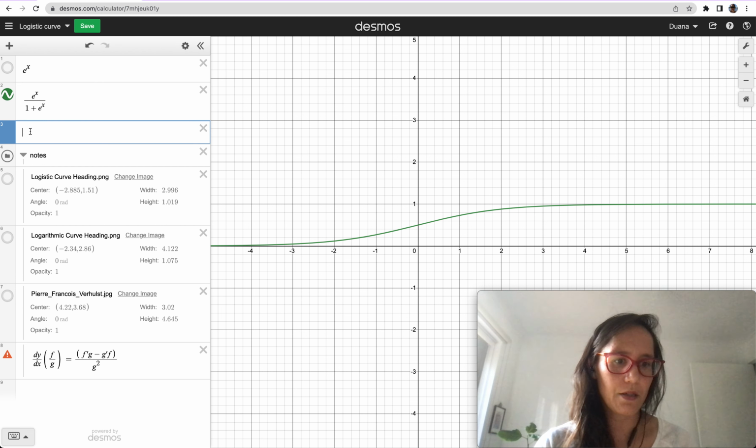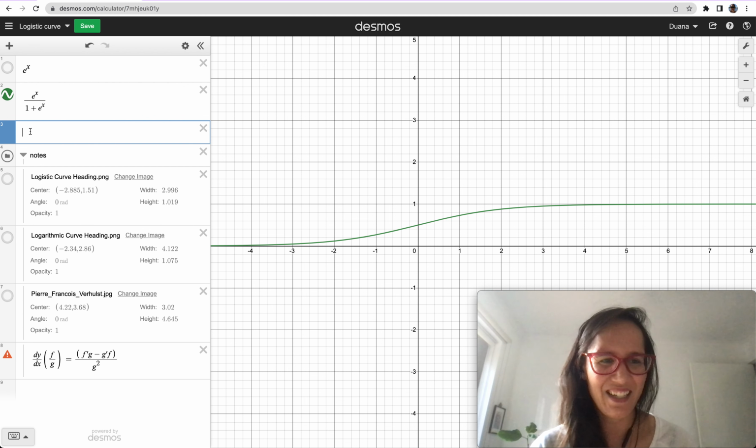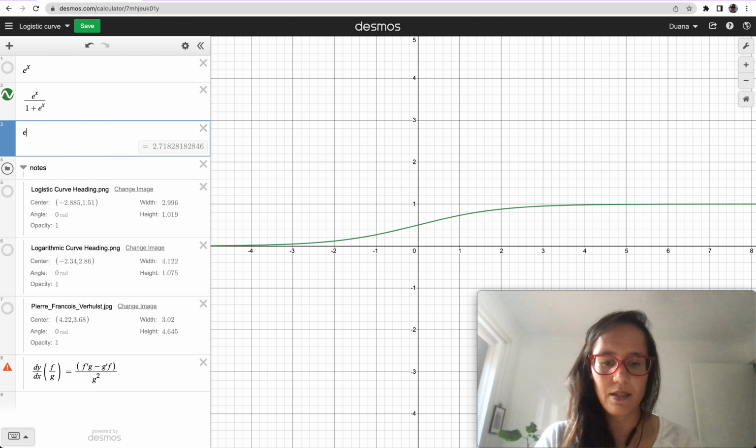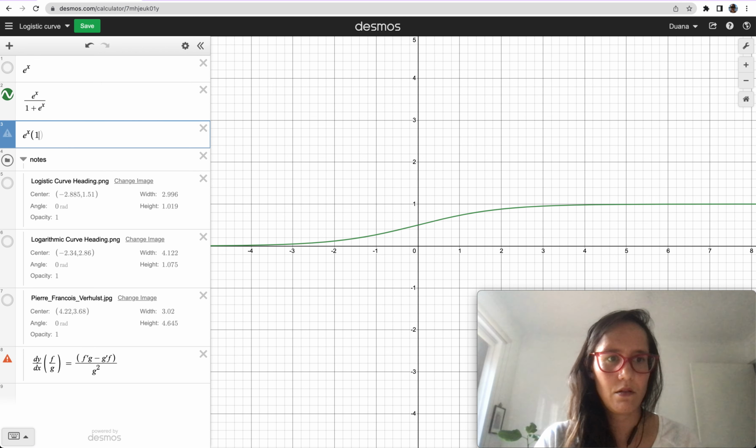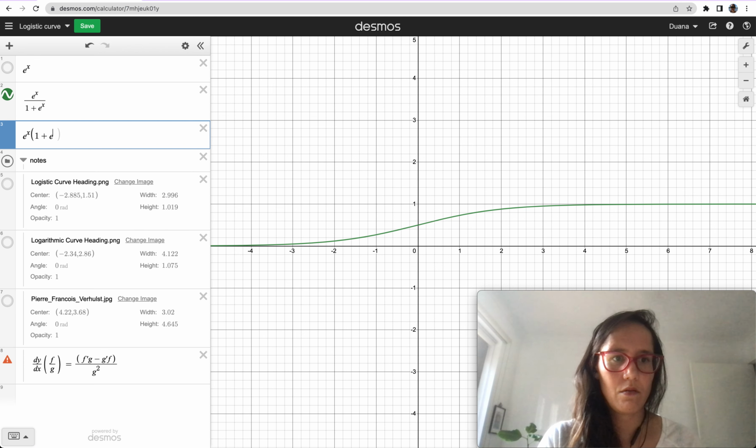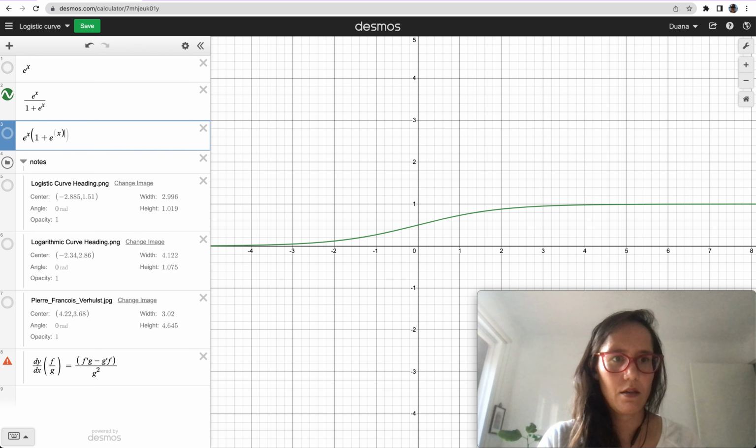F is the top, so f dash: f is e to the x, and the derivative of e to the x is e to the x, so f dash is e to the x. I'm just going to turn off the graphing while we figure it out. G is the bottom expression, so we've got f dash times g.